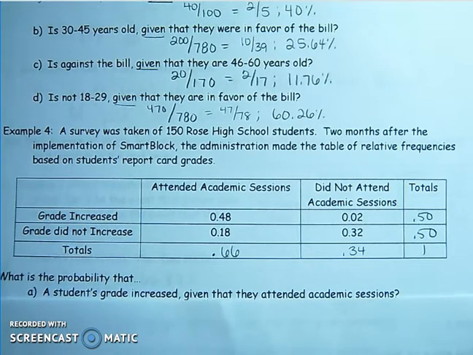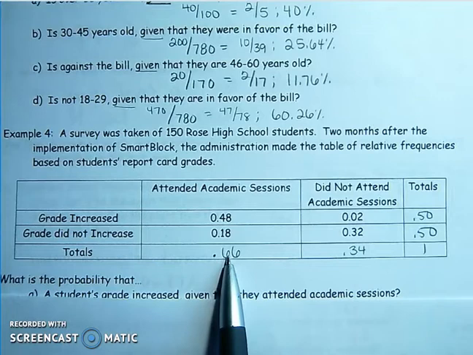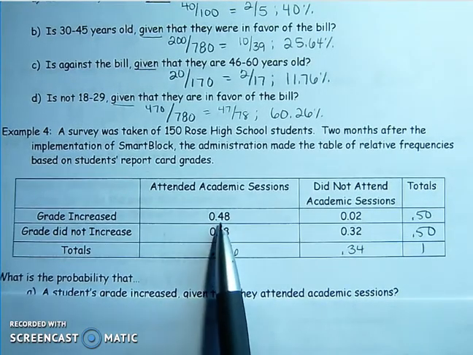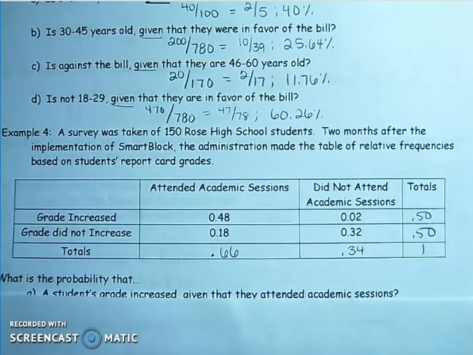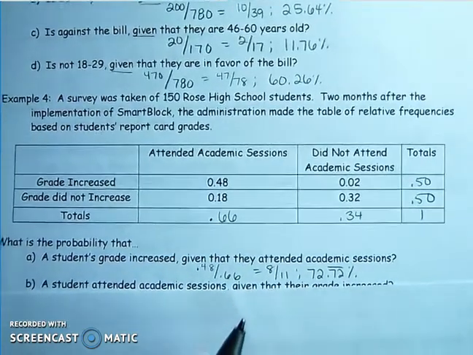So the first question, what's the probability that a student's grade increased given that they attended an academic session? So the fact that they attended an academic session reduces my denominator to 0.66, and the fact that their grade increased is 0.48. So this problem is 0.48 over 0.66, or 8 out of 11, which is about 72.72%.